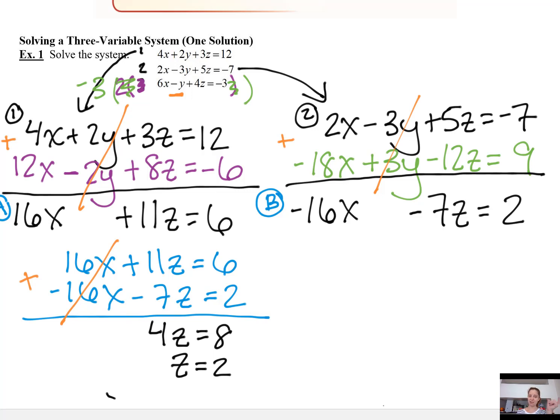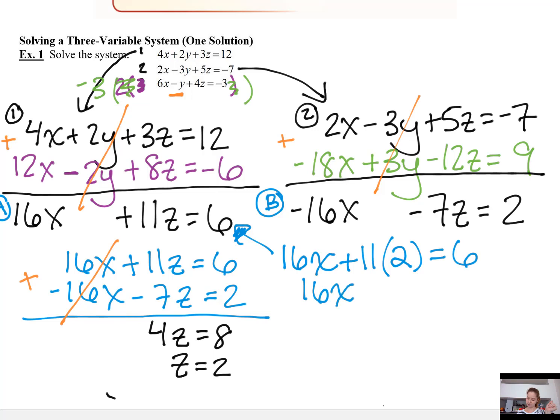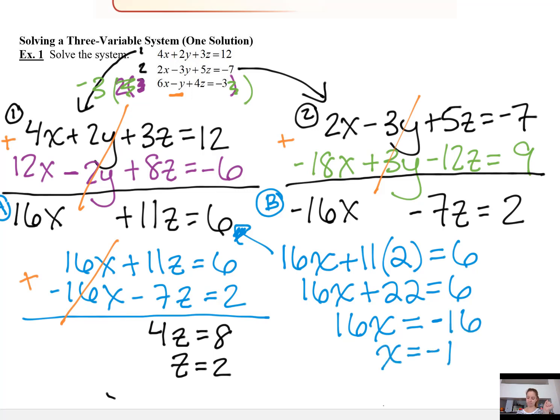So I'll use either equation A or B, because A or B just have z versus x, so I can plug in z. I'll use the one with all positive numbers. So I will use A as 16x plus 11 times z, which I know is 2, equals 6. 16x plus 22 equals 6. 16x. 6 minus 22 is negative 16. X equals negative 1.